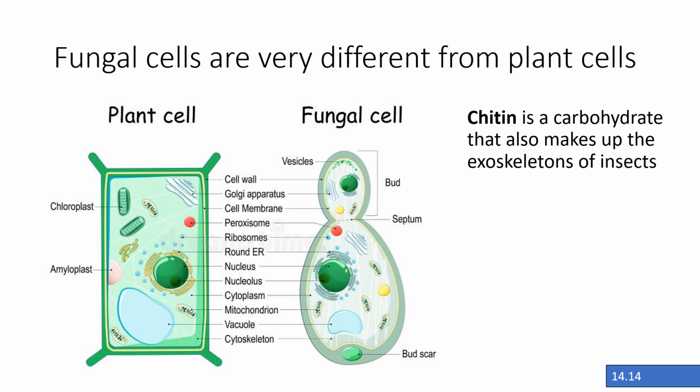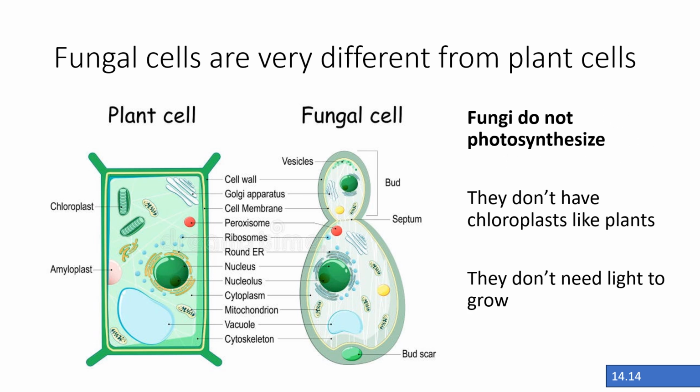Chitin is a carbohydrate and is also what makes up the exoskeletons of insects. So here is just another example of their similarity to animals. Another difference between fungal and plant cells is that fungi don't have chloroplasts, which are where photosynthesis takes place in plant cells. So unlike plants, fungi don't need light to grow.